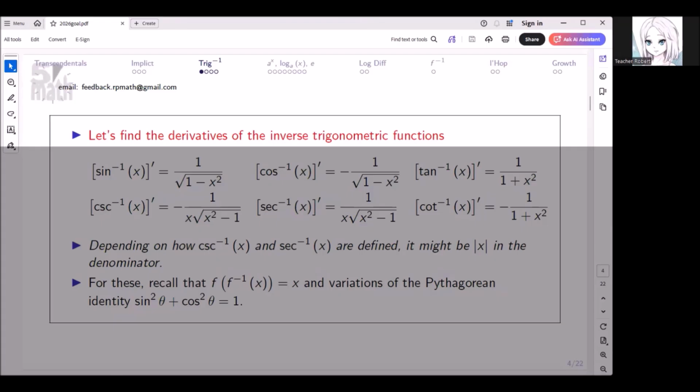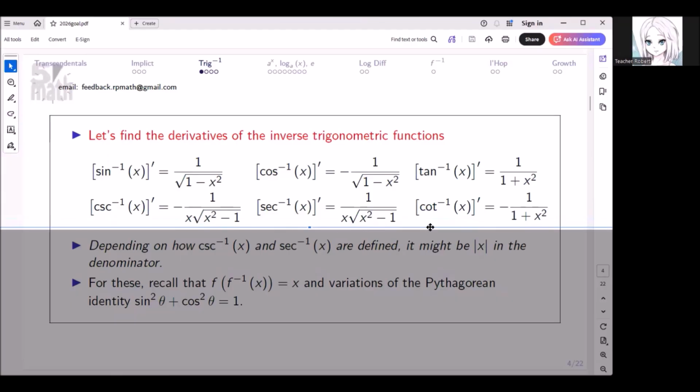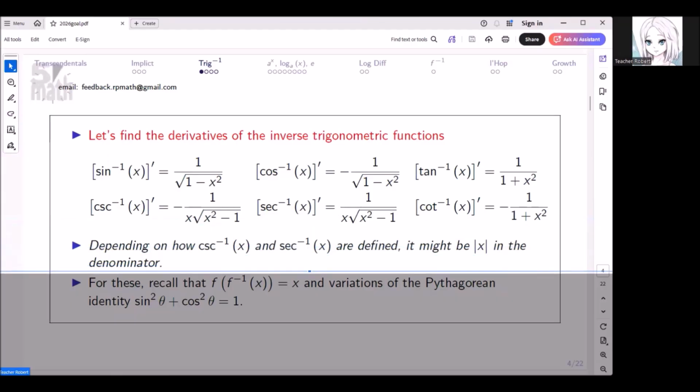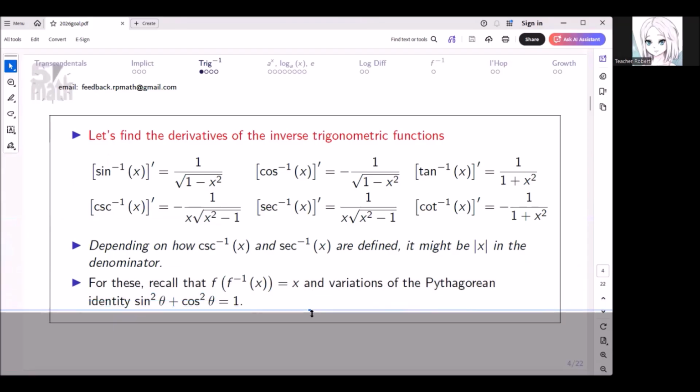Let's find the derivatives of the inverse trigonometric functions. Here they are. Depending on how inverse cosecant and inverse secant are defined, it might be absolute value x in the denominator. For these, recall that f of f inverse of x equals x, and variations of the Pythagorean identity, sine squared theta plus cosine squared theta equals 1.